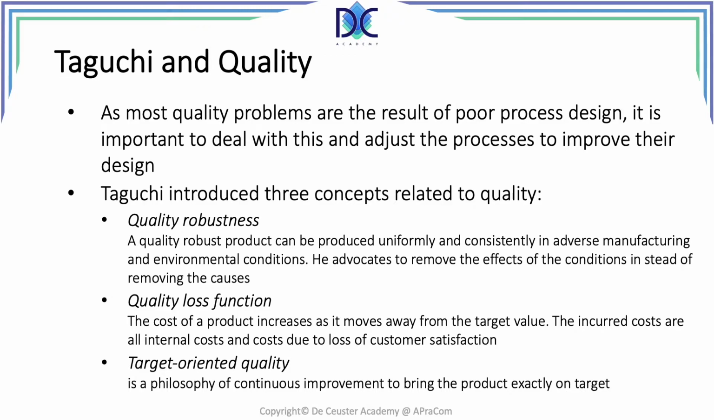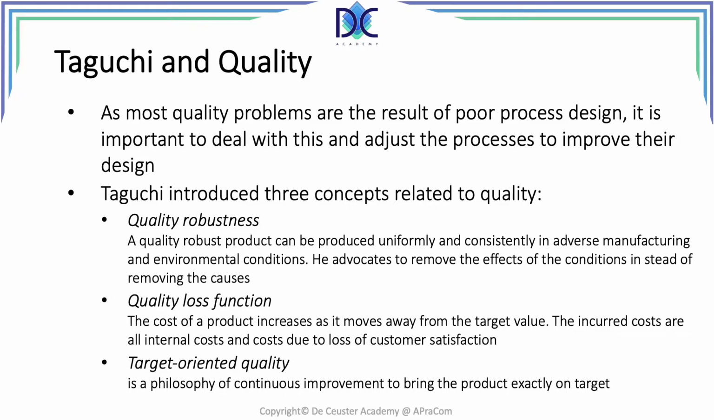First of all, he looked at quality robustness, and what he calls a quality robust product is a product that can be produced uniformly and consistently in adverse manufacturing and environmental conditions. What he advocates here is to remove the effects of the conditions instead of removing the causes. So it's a different approach, and we know that in certain environments it may be more difficult to get the same quality results as in very well protected environments. So there are ways to deal with this.